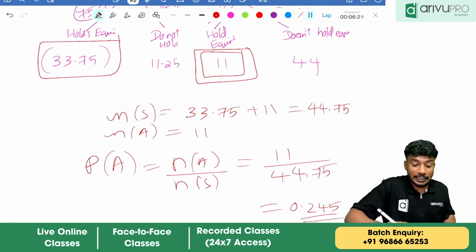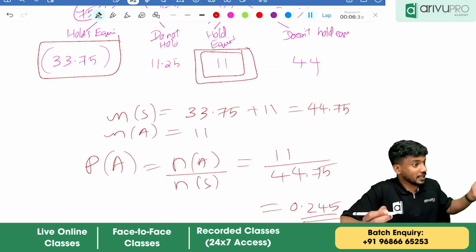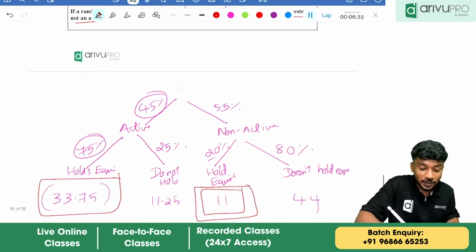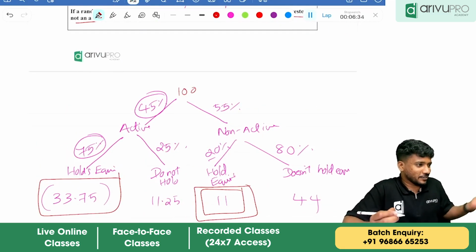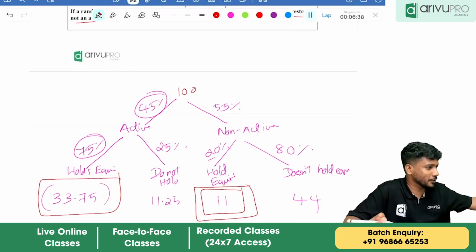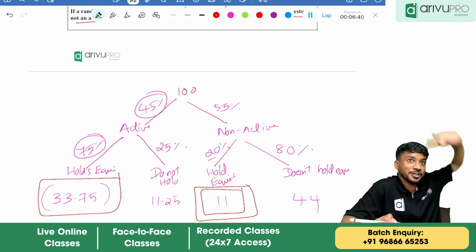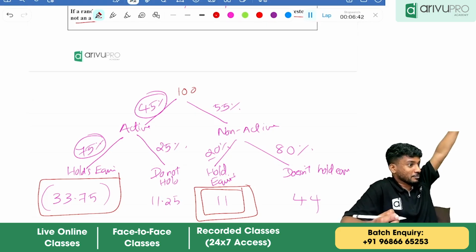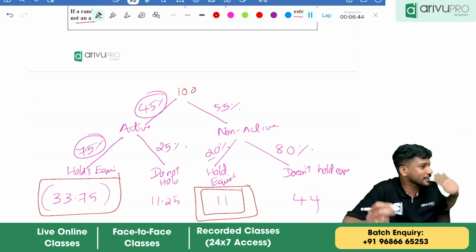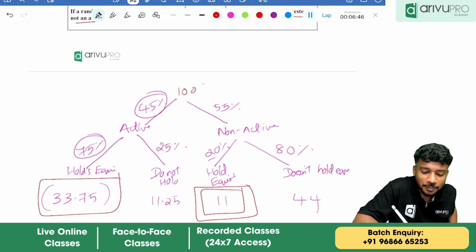So I am not taking it as a number, I just converted it, for example, as if 100 people were there. That way I am converting instead of writing in percentage or in probability value. If I write it in probability value, you need to think about P of A, P of B given A and all, you will start thinking. Don't even think about that. Think that there are 100 people in total.